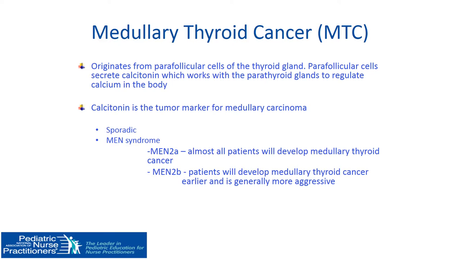Medullary thyroid cancer can be sporadic. We don't know why it happens. No one in the family has it. They don't have any mutations. It just happens. Or with MEN syndromes, it's documented that it's a problem.